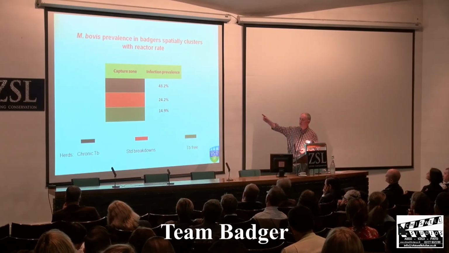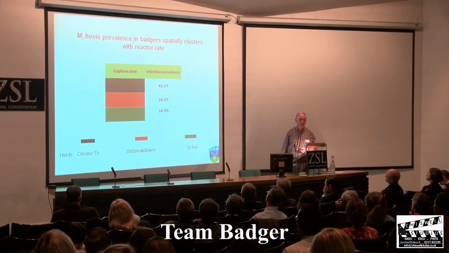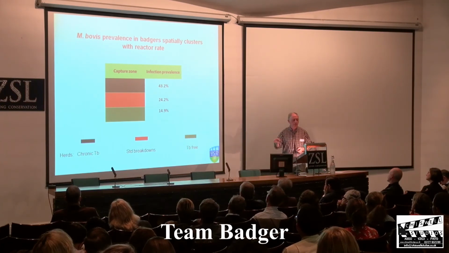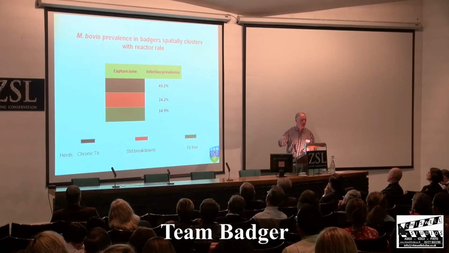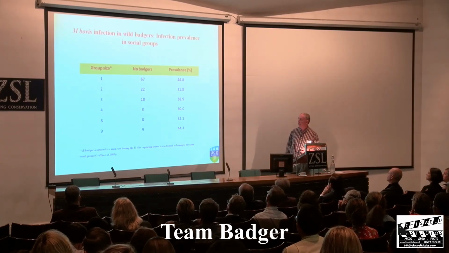In the chronic TB areas, we've got a very high level of disease. In the TB-free areas, we've got 15% disease in the badgers. And then in between, we have a 25% rate. And these are sort of cattle herds that just break down year after year and then get cleared up fairly fast. So we seem to have a gradient of disease in the badgers throughout the country. And this is very important to know in terms of the vaccine.